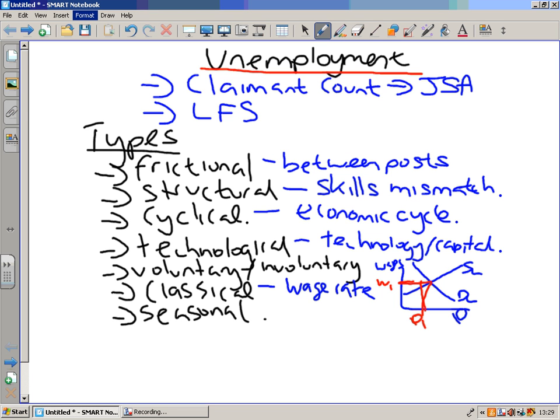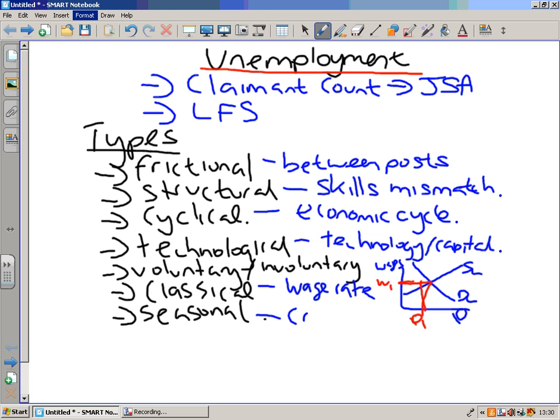If the wage rate was above this point, more people would want to work, higher wages, more profits, etc. But the demand for labour will be low because it's very expensive to employ people. So classical unemployment, because when the wage rate is too high in the economy, wage rates need to fall to clear unemployment. Seasonal unemployment.